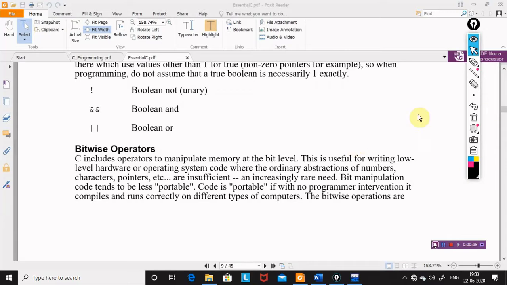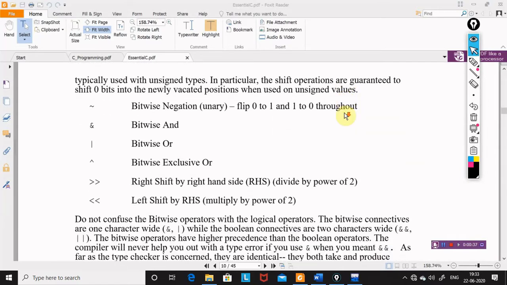Now, what are the different types of bitwise operators? So let me highlight them for you. So these are the bitwise operators. The bitwise negation is a unary operator. That means it has only one operand, and the rest are binary operators. They have two operands. This is the bitwise AND or exclusive OR. This is the right shift and the left shift.